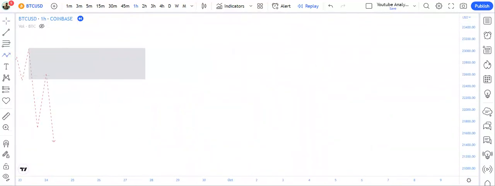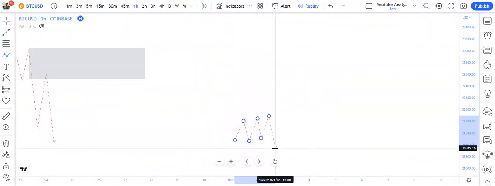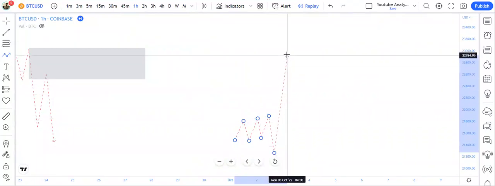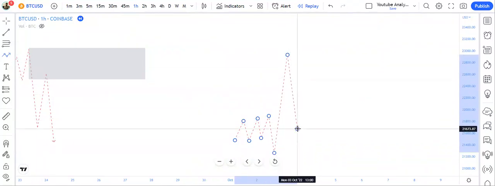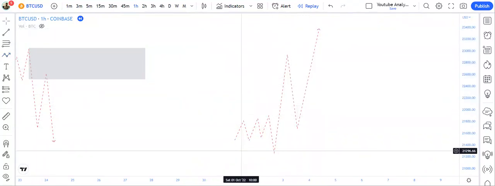For a demand zone, it's the same thing, just the opposite. So let's say we have price doing this, and we had a strong down move before a big up move, and then price comes back to the zone and then moves towards the upside. So that's the demand zone.